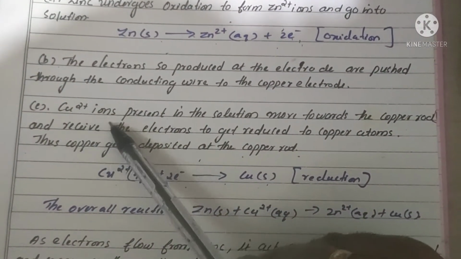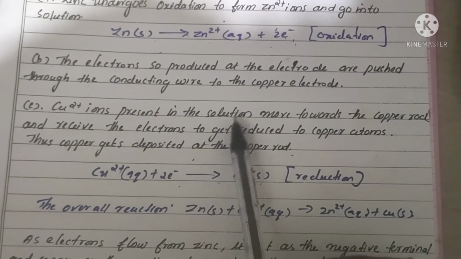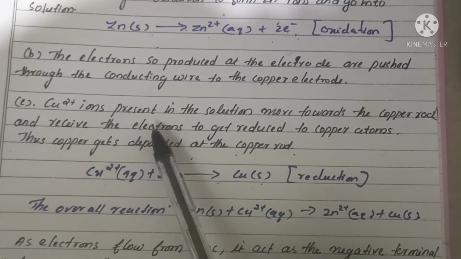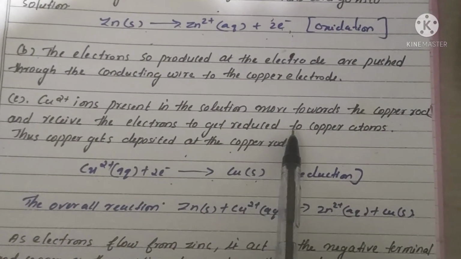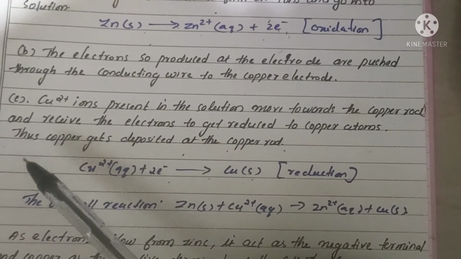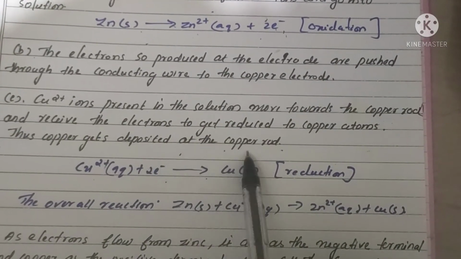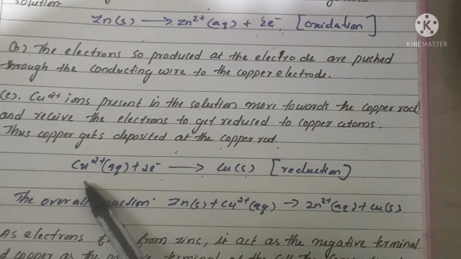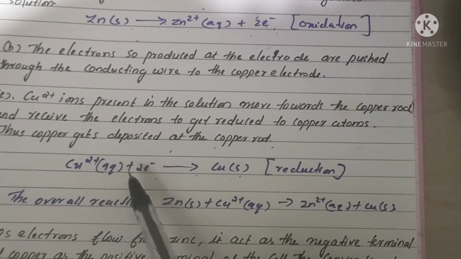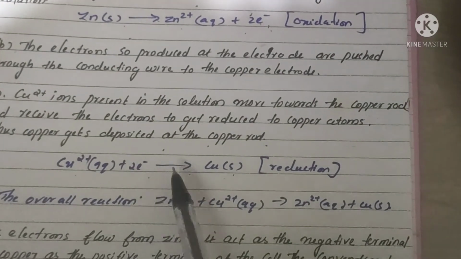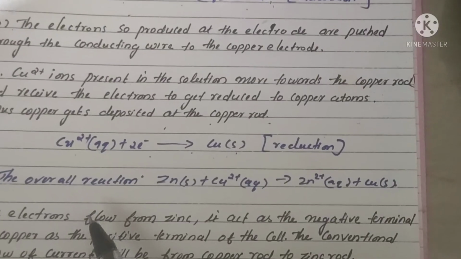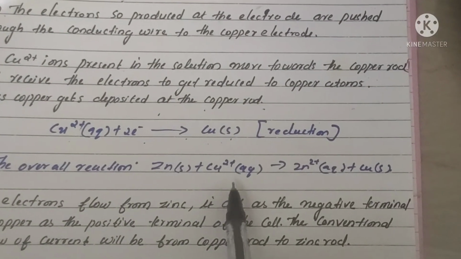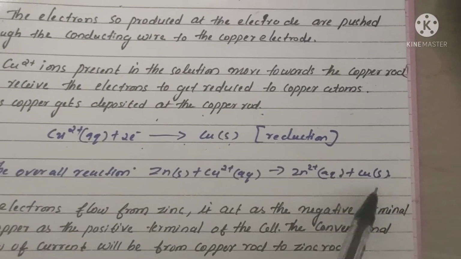And Cu2+ ions present in the solution move towards the copper rod and receive the electrons to get reduced to copper atoms. The copper gets deposited at the copper rod and the reaction is Cu2+ ion gains 2 electrons, gives copper atom. The overall reaction is Zn plus Cu2+ gives Zn2+ plus Cu.